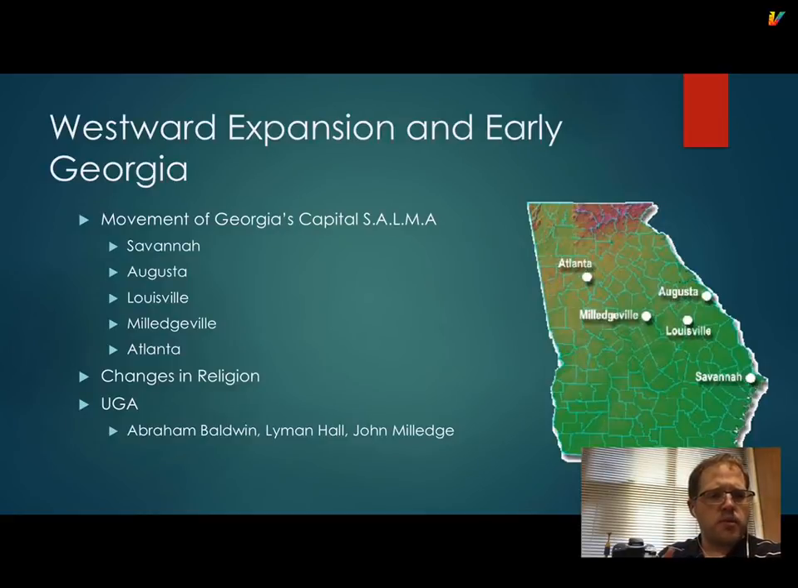We talked about UGA a little bit already, but just remember that it's the first public university, which means it gets money from the state, which makes it cheaper for the students to go there and more available for students to go there. You want to know that Abraham Baldwin served as the first president of the university. You want to know that Lyman Hall was the governor who signed the charter, which granted them that original land, but they didn't actually use that land. They sold it, and then when John Milledge was the governor, he donated more land to the university, and that's why it's in Athens today, okay?